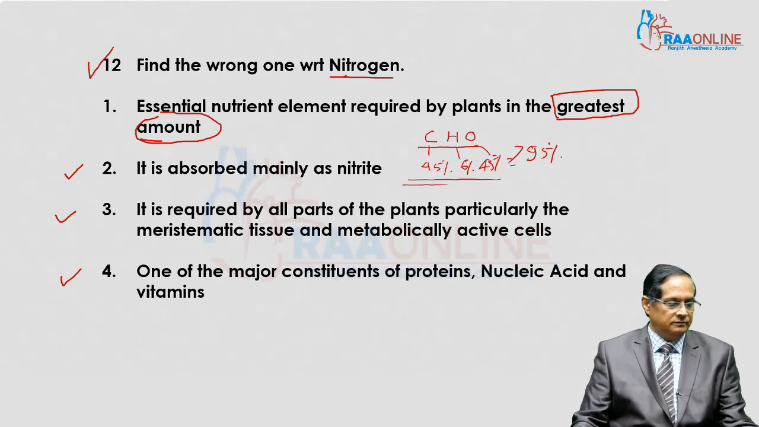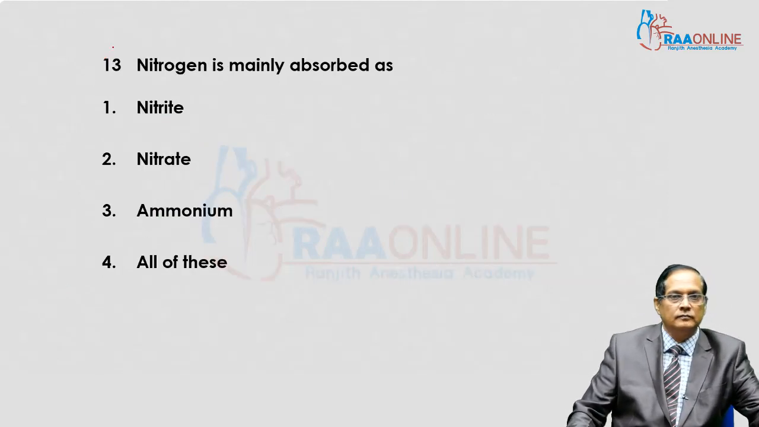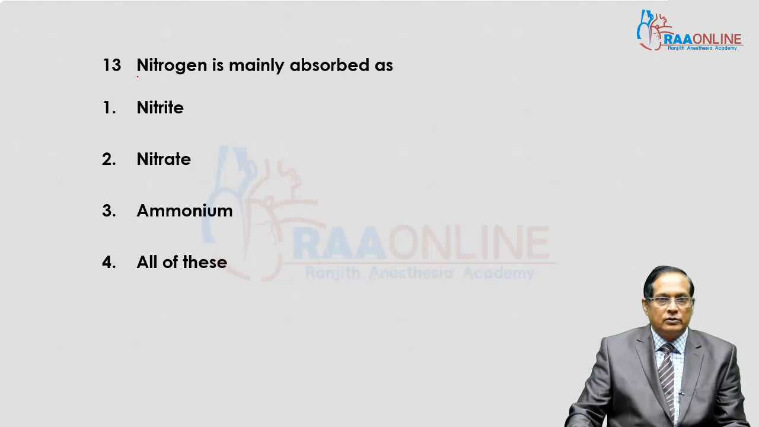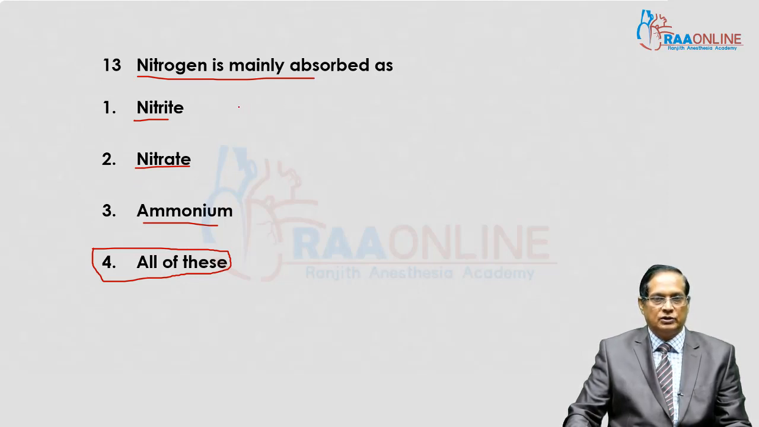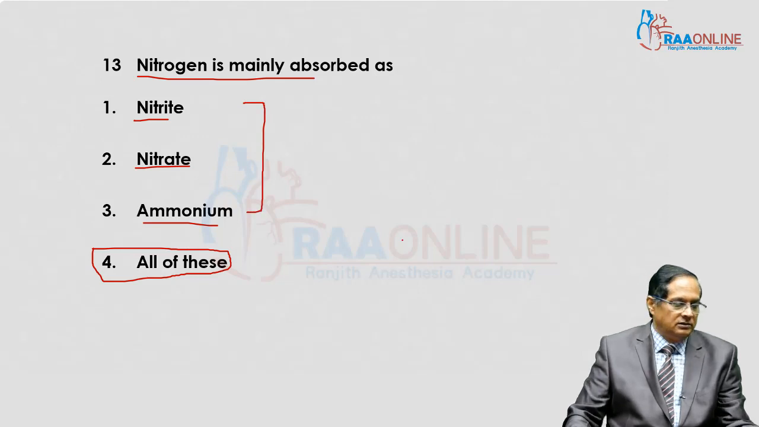Question number 13. Nitrogen is mainly absorbed as nitrite, nitrate, as well as in ammonium ion. That's why option number 4 is right. That is, in all forms, ammonium, nitrite and nitrate, all three forms it is absorbed from the soil.